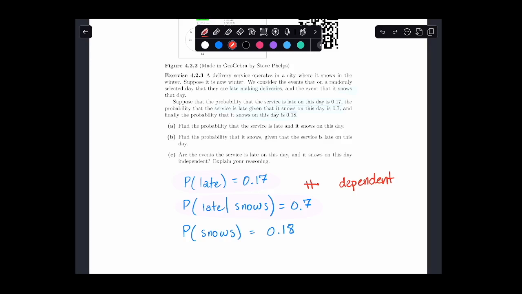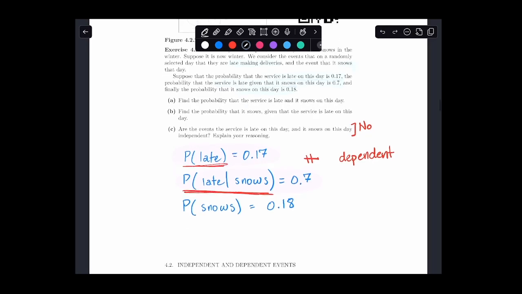And so this part C here asks, are the events the service is late and it snows on this day independent? No, we already know the answer to that because the probability that they're late and the probability that they're late given that it snows are not equal, and so these events are dependent. But now let's try to find these other probabilities in this problem. So part A says find the probability that the service is late and it snows on this day.